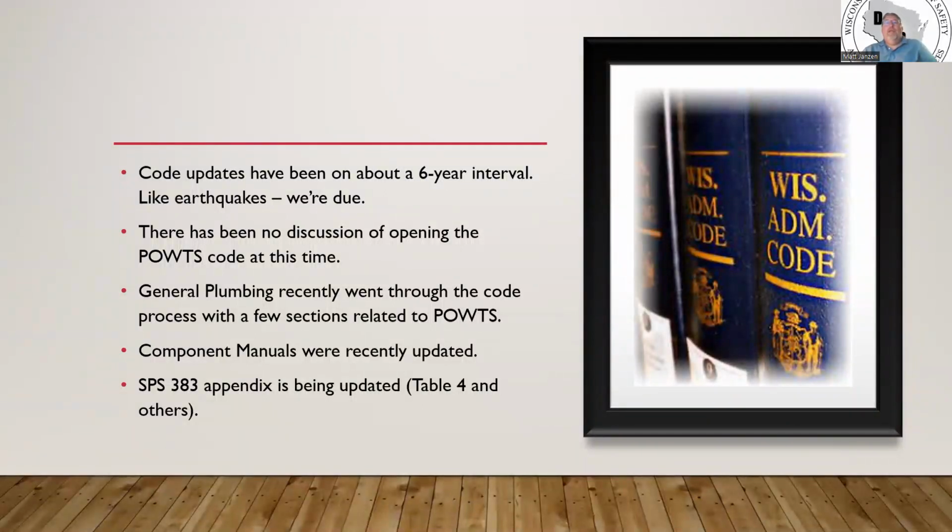Also, we're looking currently at the appendix. Appendix is not code, it's an appendix, it's informational. We're looking at updating some things in there, mostly table 4 and others. So we'll be working on that this winter. But again, even though it's not code, we realize that changes in there will affect things. We'll still seek some public input, and input from the industry about what's going on before we make those changes. But that's the only thing right now that we're working on, not the code per se, but component manuals and appendix stuff.